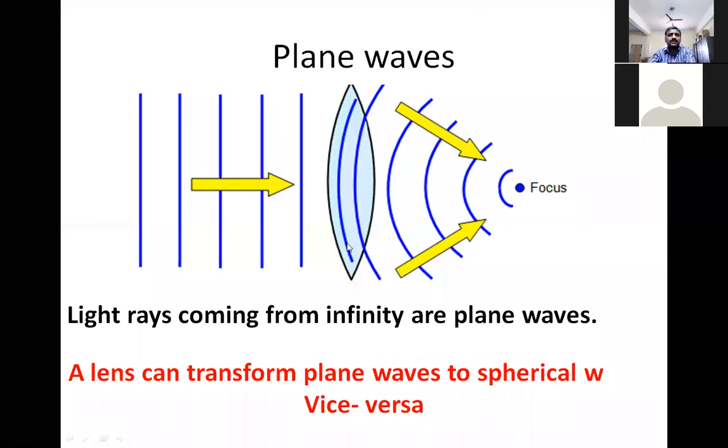So here you can understand one thing. From the left hand side, parallel rays are incident on the lens and they are converging to a specific point.